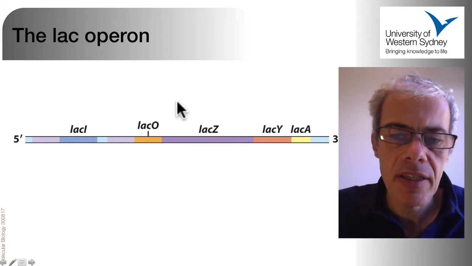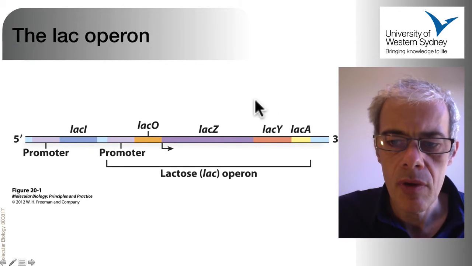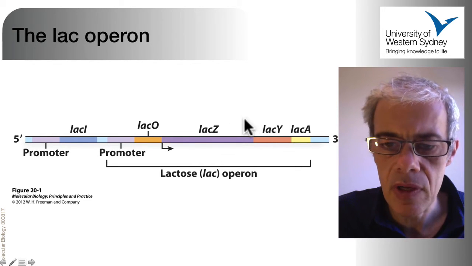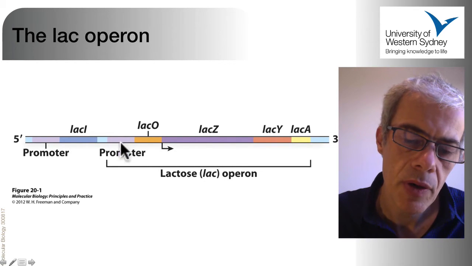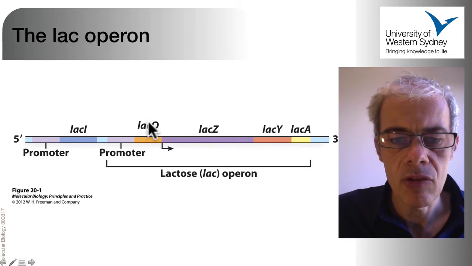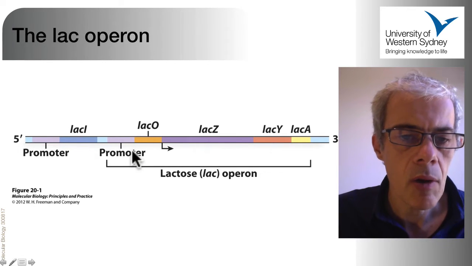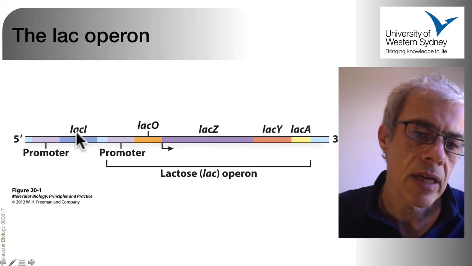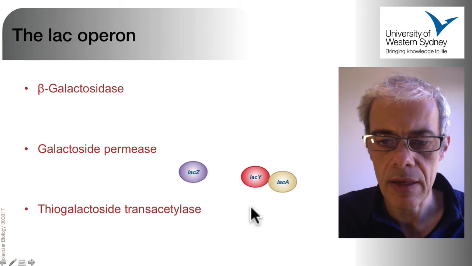So here we have a schematic of the Lac Operon. The Lac Operon consists of 3 structural genes that code for enzymes or proteins that function in the cell. It also has a promoter shown here, and another region referred to as Lac O, which is the operator binding site. Upstream from the Lac Operon is another gene involved in lactose metabolism, and this is the gene that codes for the Lac repressor.